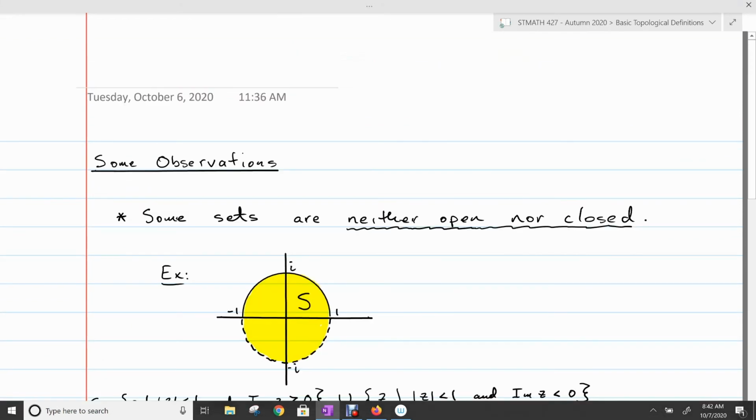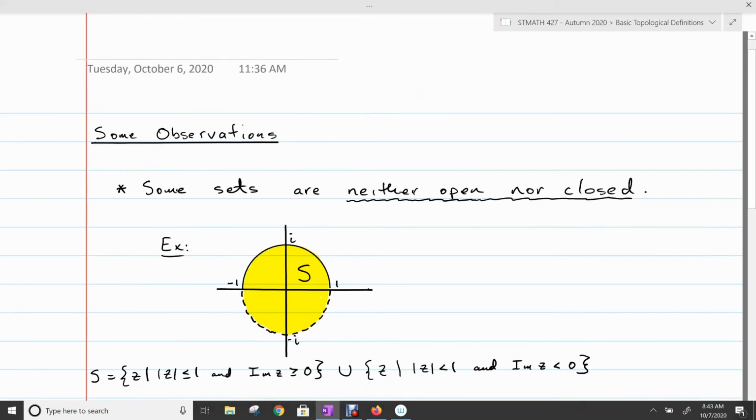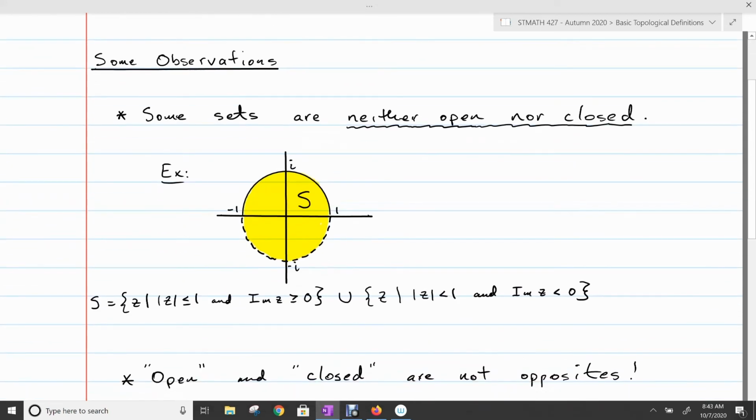I want to make a few observations regarding open and closed sets. So you can have sets that are neither open nor closed. You could see the same sort of thing even on the real number line, right? You could have an interval from 0 to 1 where 0 is included but 1 is not. Back in calculus class, we called this a half-open interval. So it's not open, or you could call it half-closed. So we can have similar sorts of things happening in the complex plane.